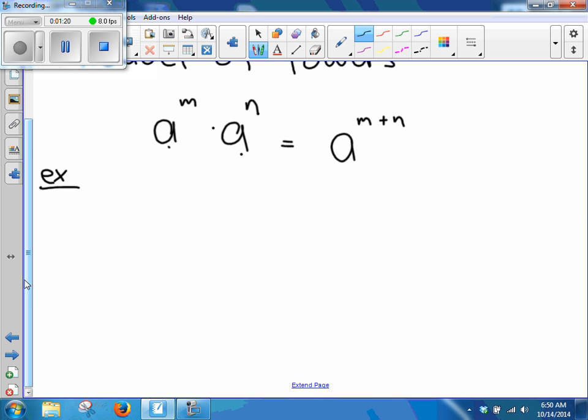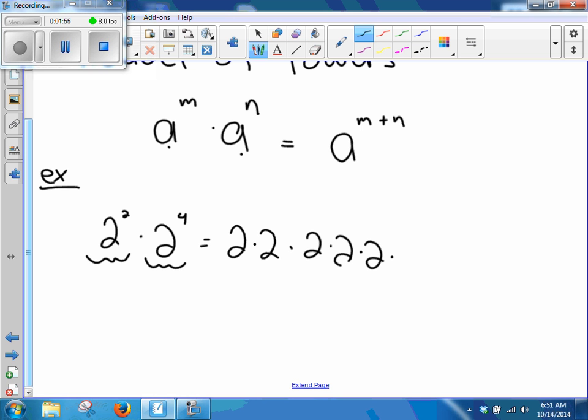An example that you could show for explaining why this works is, let's say we have 2 raised to the third times 2 raised to the fourth. Well, you have the same base, the same number, so I'm just going to rewrite what this means. You have 3 groups of 2 here, and you have 4 groups of 2 there. So if I write this out, it's 2 times 2 times 2, times 2 times 2 times 2 times 2.